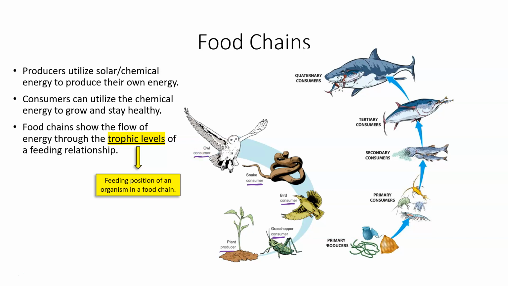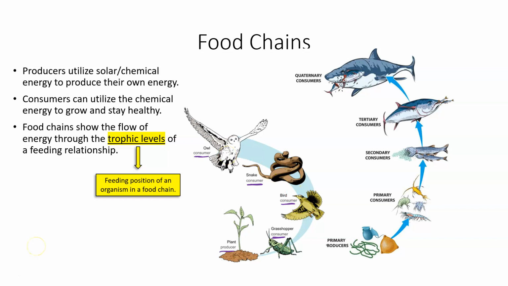Now, each of these consumers has a different term. The grasshopper would be considered a primary consumer. That is our first consumer. The bird would be the secondary consumer, or second consumer. The snake would be a tertiary consumer, or third consumer, and the owl would be a quaternary consumer, which would be the fourth level consumer. Okay, so producer, sometimes called primary producer, primary consumer, secondary consumer, tertiary consumer, quaternary consumer.